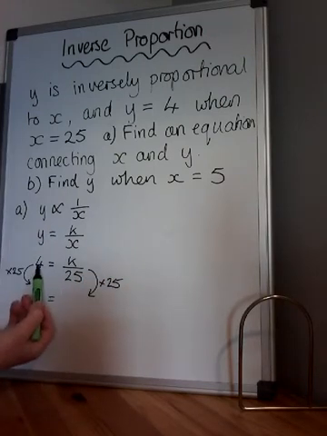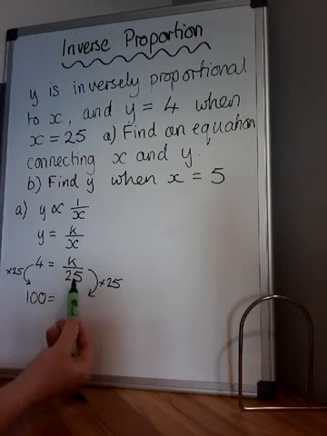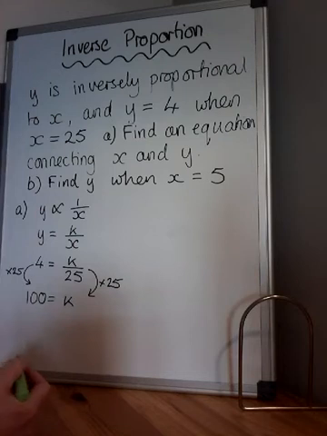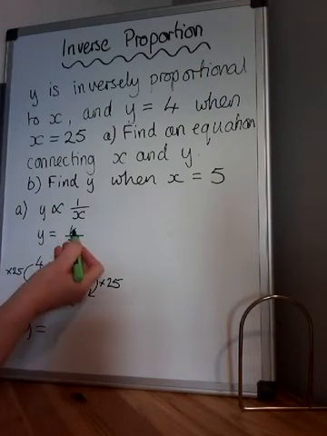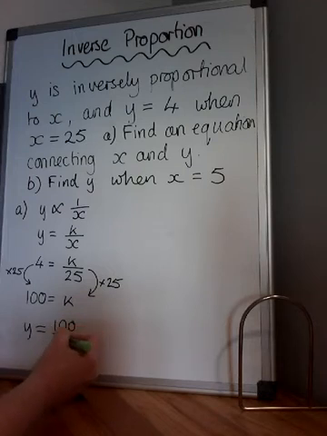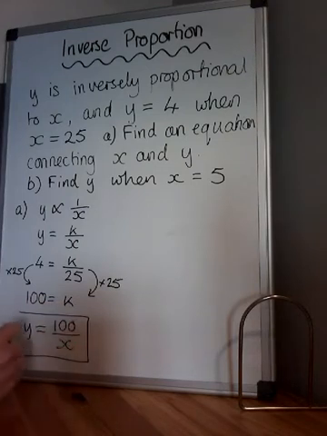On the left-hand side, 4 times 25 is 100. And on this side, k over 25, k divided by 25 times 25, the 25 just disappears and we're left with k. So we've worked out that k is 100. Rewrite your equation now. So it's y, go back to this line, y equals k, which is 100, over x. That's my equation, so that's my answer to part A.